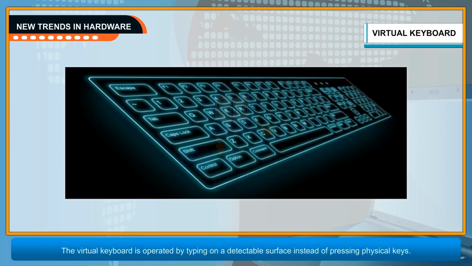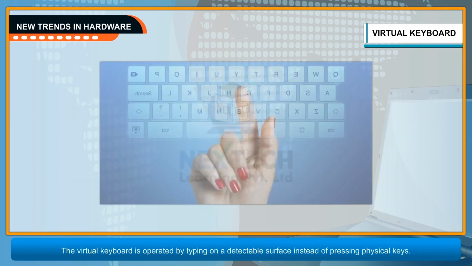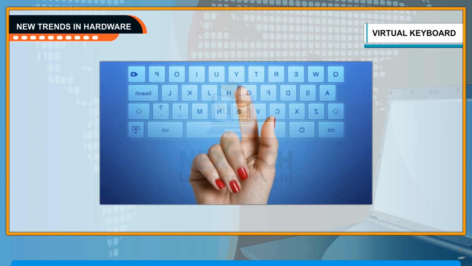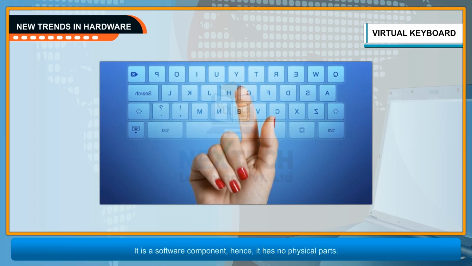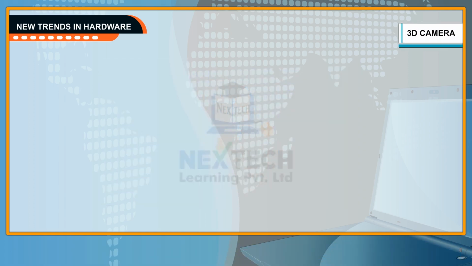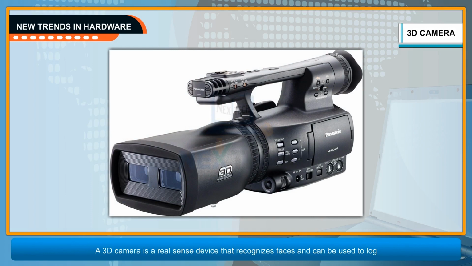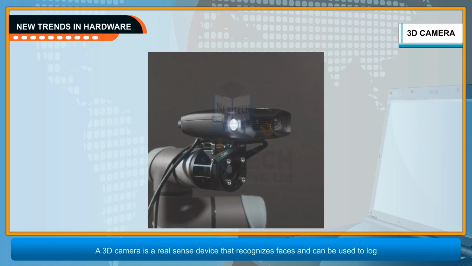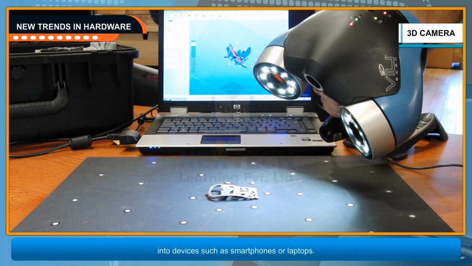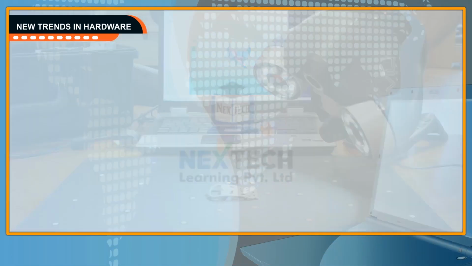Virtual keyboard. The virtual keyboard is operated by typing on a detectable surface instead of pressing physical keys. It is a software component, hence it has no physical parts. 3D camera. A 3D camera is a RealSense device that recognizes faces and can be used to log into devices such as smartphones or laptops. A 3D camera can also measure the distance between objects or scan objects for 3D printing.